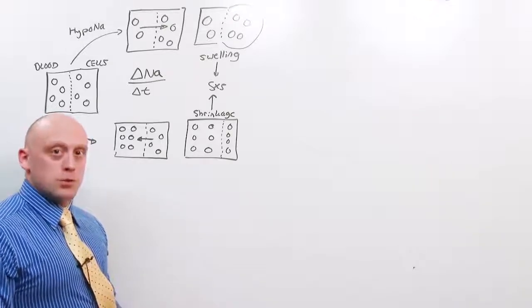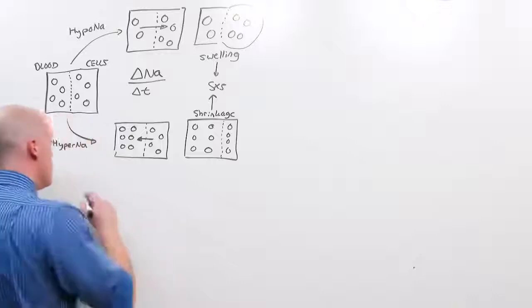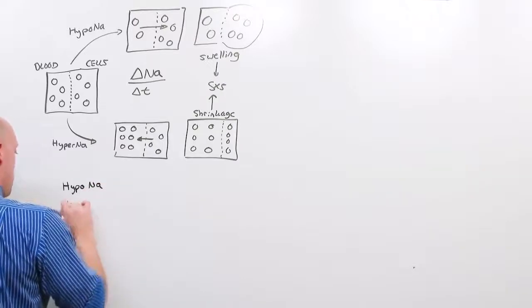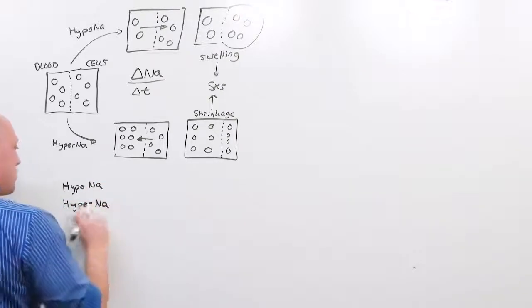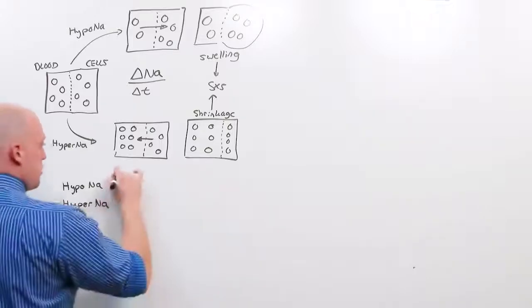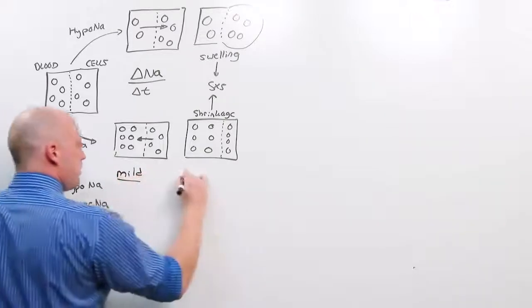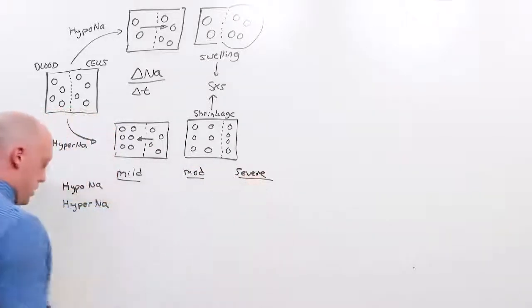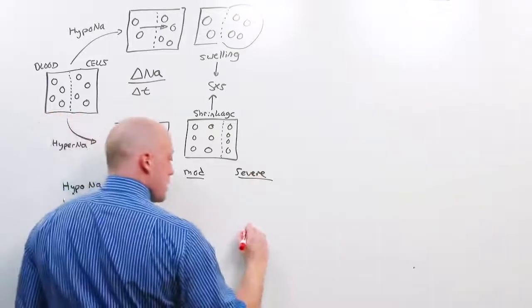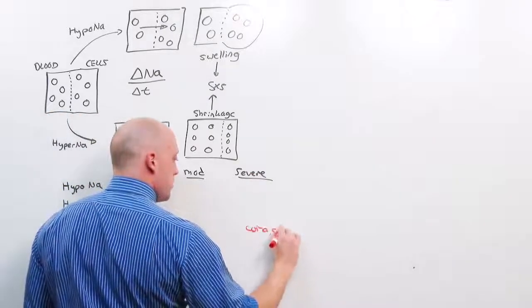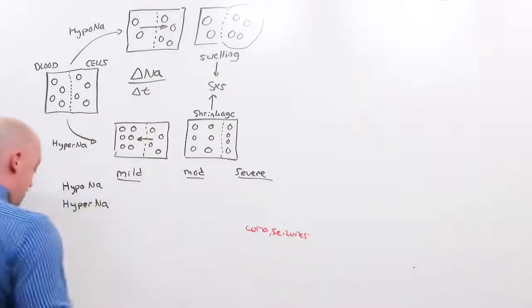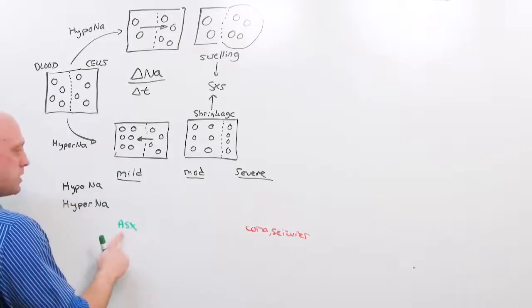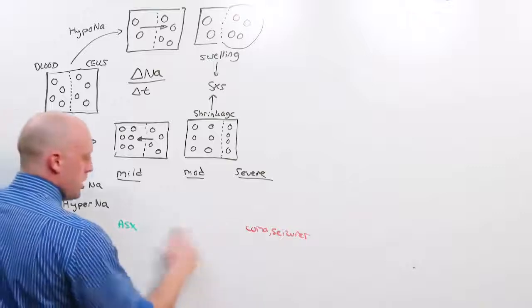So what are the symptoms of sodium disorders? Well, for both hypo and hypernatremia, I want you to separate the disease states into three categories: mild, moderate, and severe. In the severe case, what you're going to get is coma and seizures. In the mild case, completely asymptomatic, you happen to get a sodium on a lab draw and it's abnormal. And moderate disease is going to be anywhere in between.